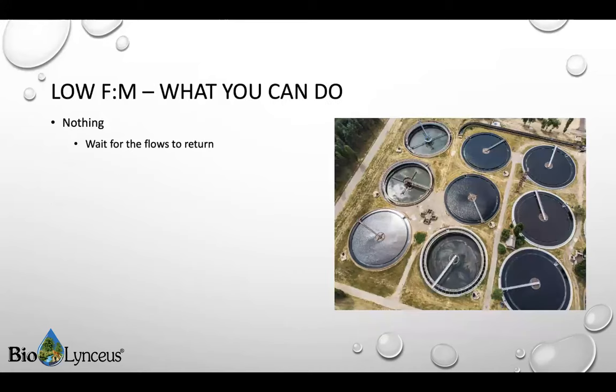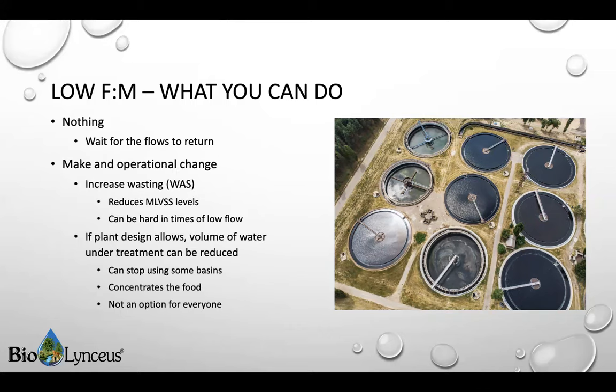If you are experiencing low F/M at your facility, again, you can choose not to act and just wait for your flows to return. However, there are also operational changes you can make to combat low F/M, such as increasing your wasting. By increasing your waste-activated sludge, you are decreasing M, which in turn increases your F/M ratio. Additionally, if your facility allows, you can control the volume of water you're treating at a given time by turning off aeration basins or trains. This essentially concentrates the food and thus increases the F/M ratio in the treatable water.